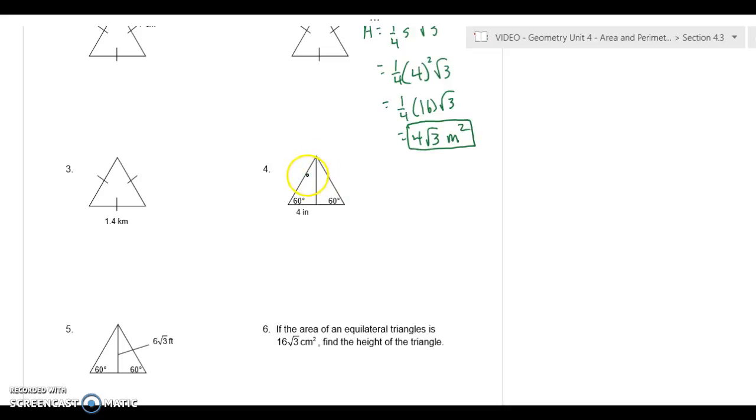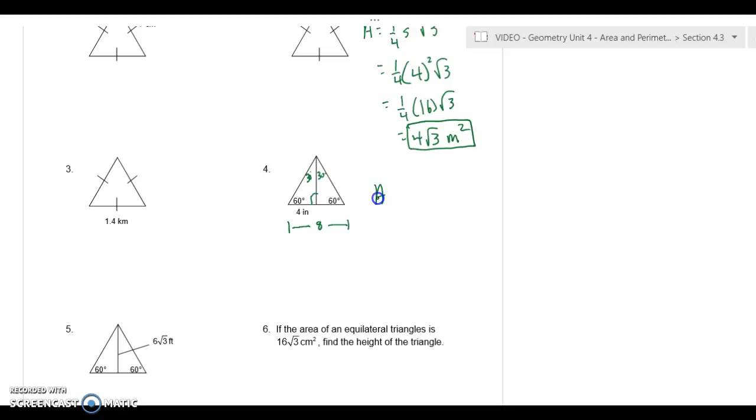Now this side right here, if it divides it up, would make our 30, 60, 90 triangle. We have the side that's across from the 30, that's 4 inches. But in order to apply the area of an equilateral triangle formula, we have to know what one of the sides equals. We don't quite know that yet, but we can quickly find it by doubling that side across from the 30. So that would give us 8.